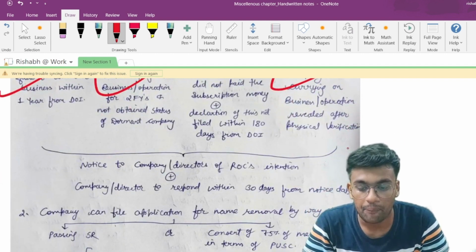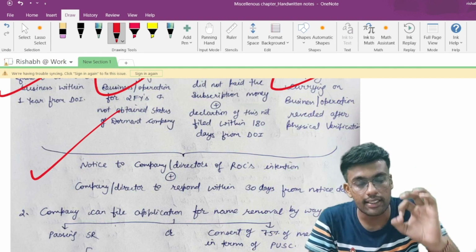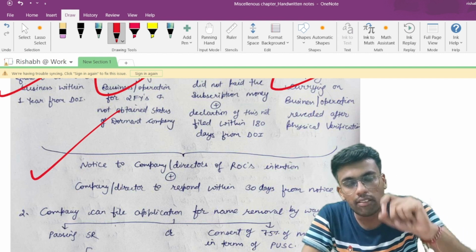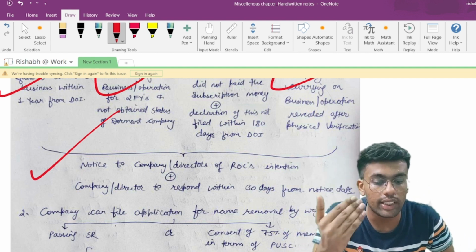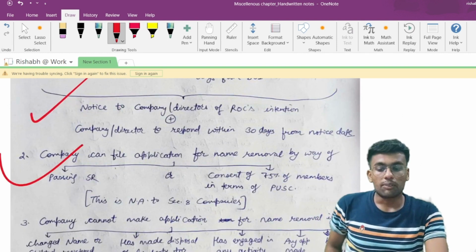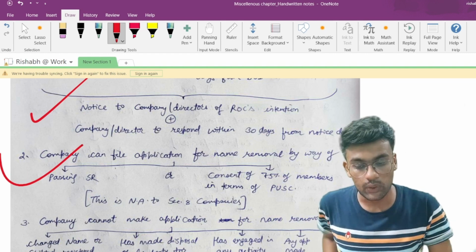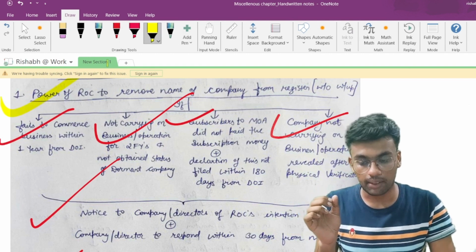Now, before doing so, a notice of the ROC's intention should be given to the company and the directors, and the company and directors have to respond to that notice within 30 days from the date of such notice. Now, point number 2 talks about a company filing an application for name removal by way of passing a special resolution. Here we learn under what circumstances a company can apply for removal of its name.